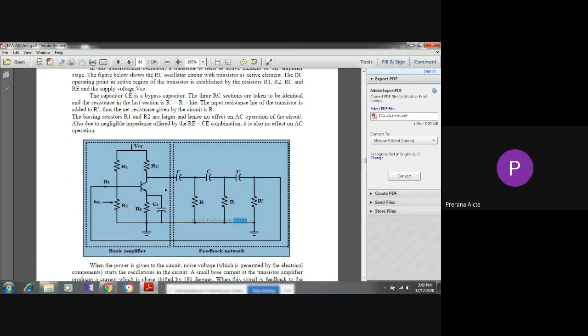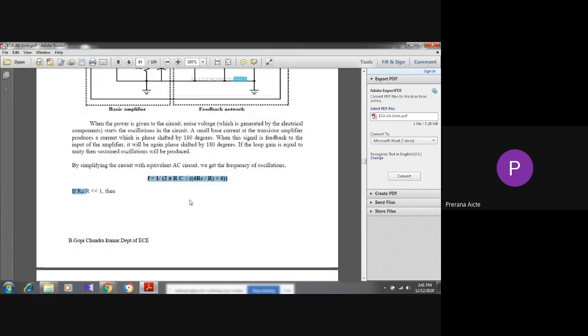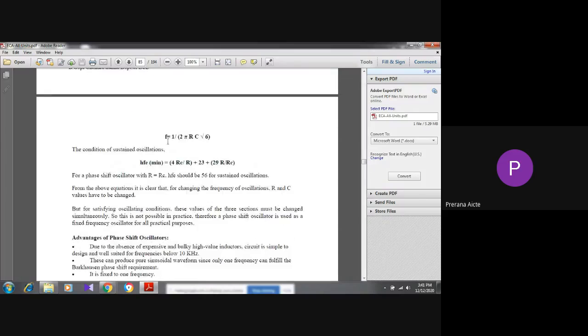This is the frequency formula in the RC phase shift oscillator: f equals 1 by 2 pi RC root of (6 plus 4K), where we can say RC by R is equal to K. That K value is very small, so we can neglect K also. Finally, this is the formula: f equals 1 by 2 pi RC root 6. And this is the gain expression, the condition for sustained oscillations: hfe minimum is equal to 4K plus 23 plus 29 by K. Here K means RC by R.